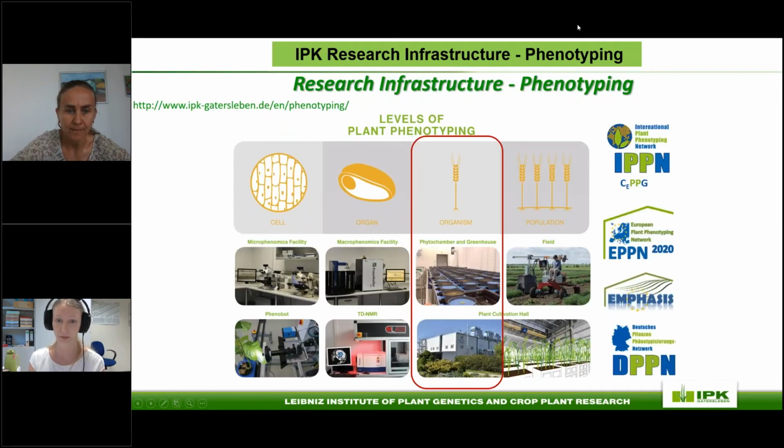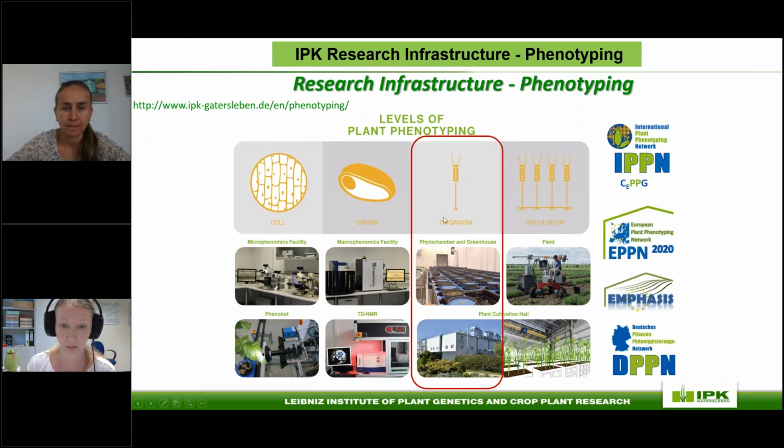IPK has invested substantially into phenotyping infrastructure in the past years, as this was always a bottleneck, especially in plant genetic studies dealing with screening of larger populations. And if you want to look up this infrastructure, you can go to the website, and we are part of all the relevant phenotyping networks on the national and international level.